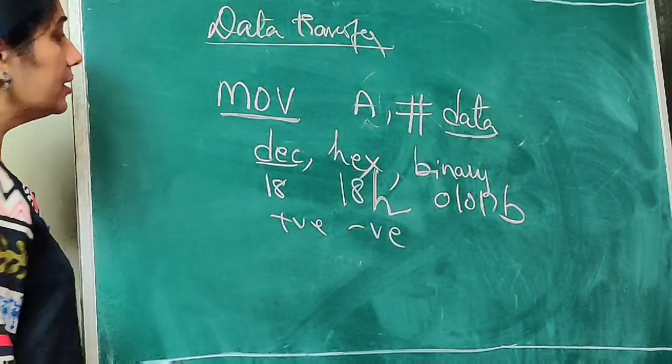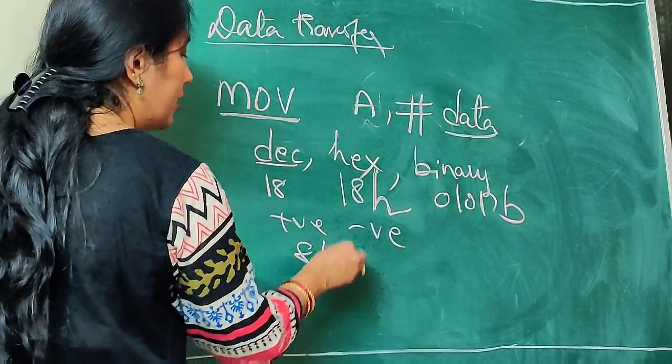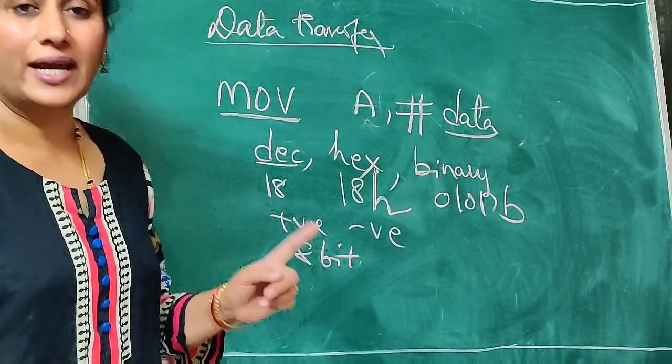You can write any of the numbers over there in the immediate data. The thing is, it should be only 8-bit data. It should be a 1-byte data.